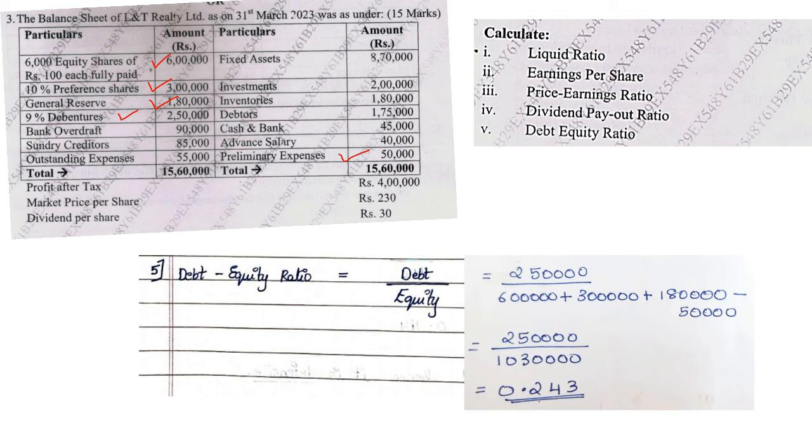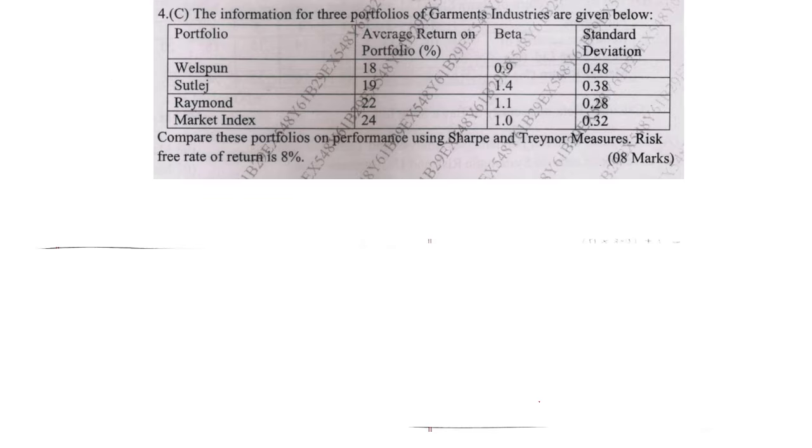Okay, so I hope you all have understood this. We'll go to the next one. The information of 3 portfolios of government industries are given below. We have portfolio, Welspun, Sutlej, Raymond and market index. We have average return on portfolio, we have beta, we have standard deviation. Compare this portfolio and performance using Sharpe Treynor measure, and risk free rate of return is given as 8%.